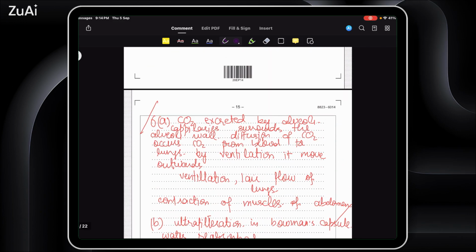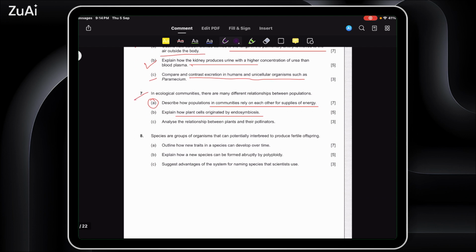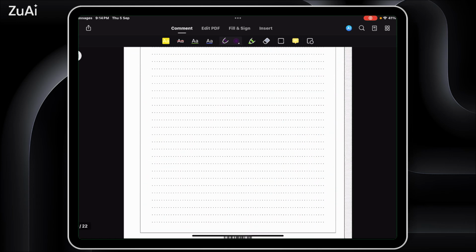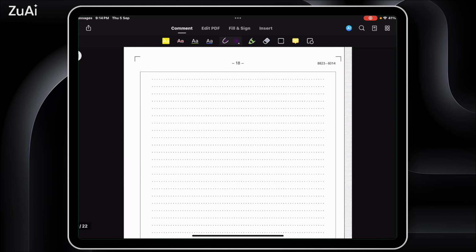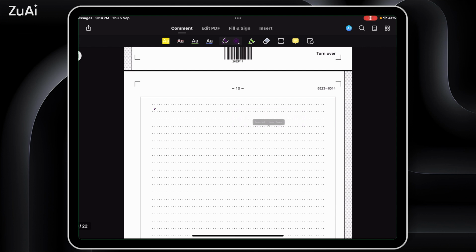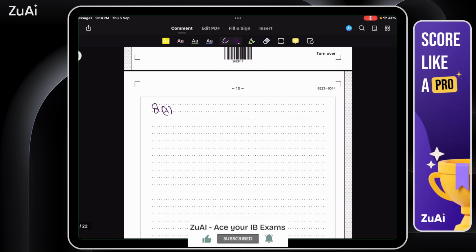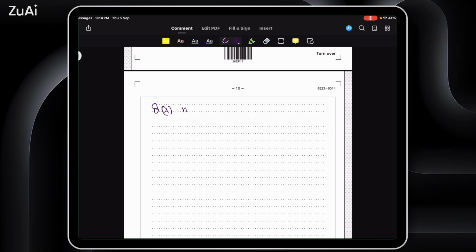So you have to attempt only 2 questions, but still I'm going to explain this as well. Species are groups. Okay, outline how new traits in species can develop over time. This is question number 8. So mutation actually generates the variation. They always generate variations.